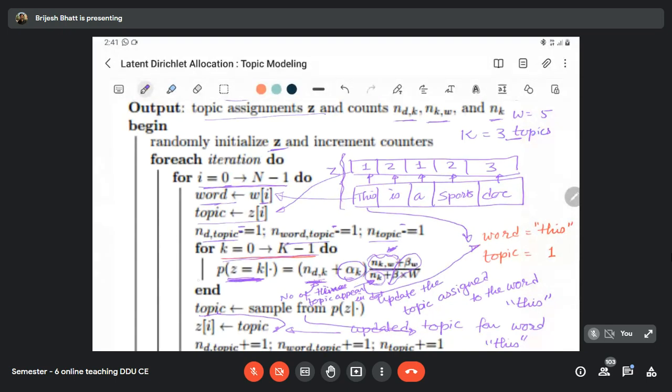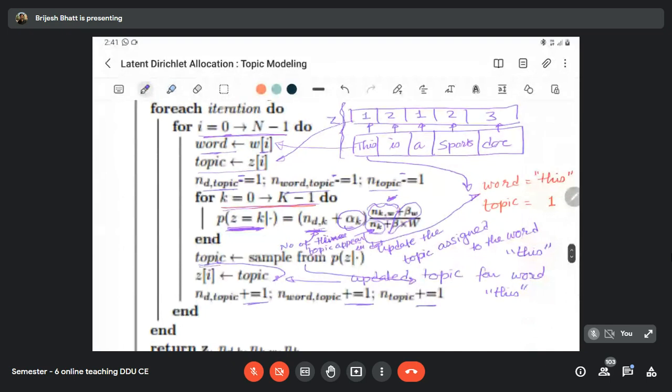Once this process is done for all k topics, assign the new topic using the sampling technique from P of Z. Assign the new topic; that topic becomes your topic for the word at index i, w i. Increment that counter and move on to the next word. Keep on repeating this a sufficient number of times and you will reach a fair distribution of word-topic and topic-document.